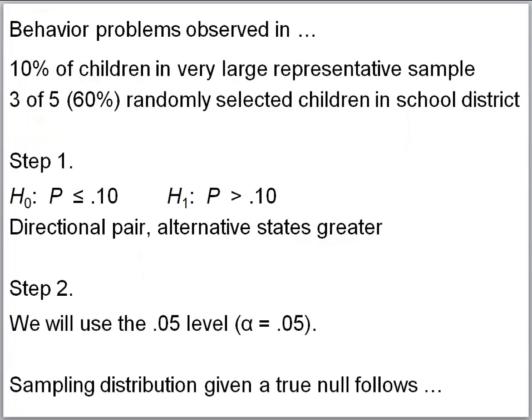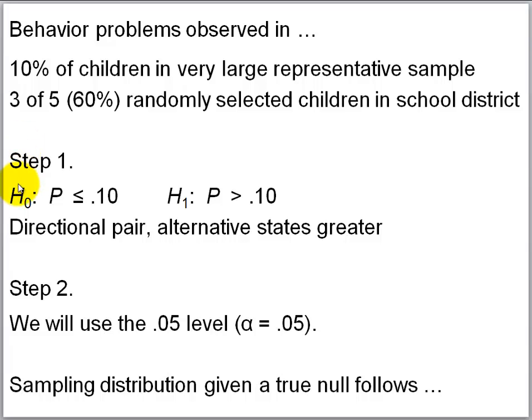So we are going to stick with the same content area as for the one sample test of P example. We're going to stick with behavior problems. And so we've already mentioned that 10% of children in a very large national representative sample experience behavior problems as indicated by some instrument. Now here, rather than having a random sample of size 200, you have a random sample of 5 kids from your school district.